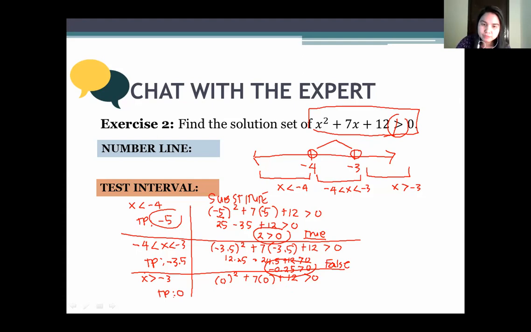The last one, 0. 12 is greater than 0. Is it true or false? True, very good. The answer is true. So you notice here, the ones that are true are the before and the after, not the middle. So let's go to the next one.